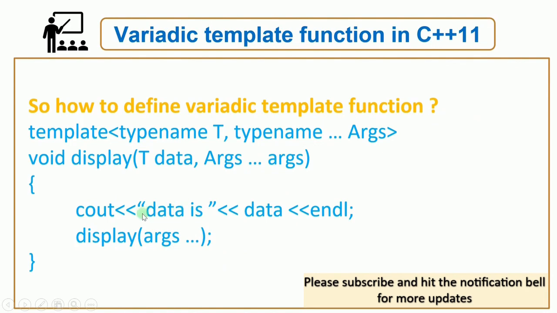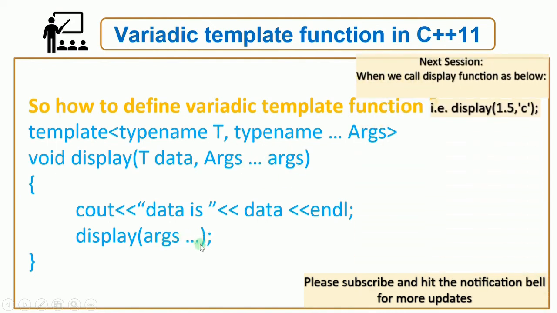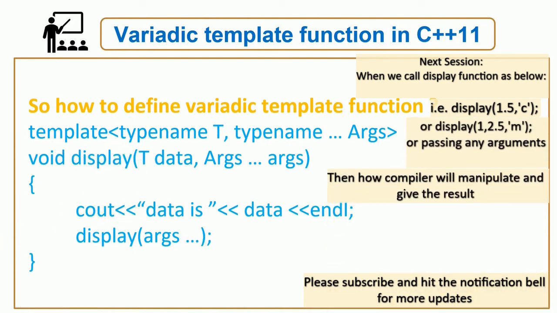And how it should display: here we are displaying simply the data. So therefore cout, and then this message, and then data, and we end. So you can see here that we are displaying only the first argument of this display function. We are not displaying the rest of the arguments, but we are calling the display function one more time, and passing the pending arguments. So we are passing args with triple dot. This is how this will be your variadic template function. Now let's see the example.